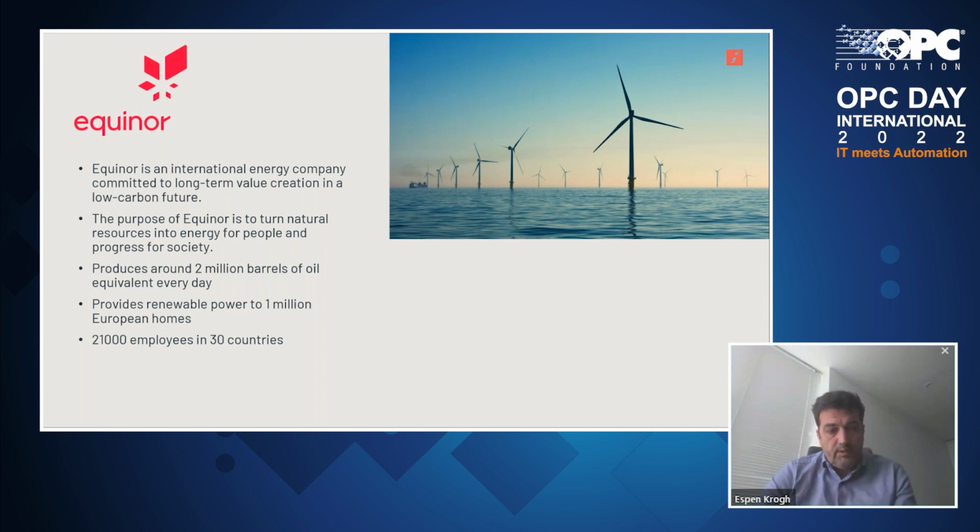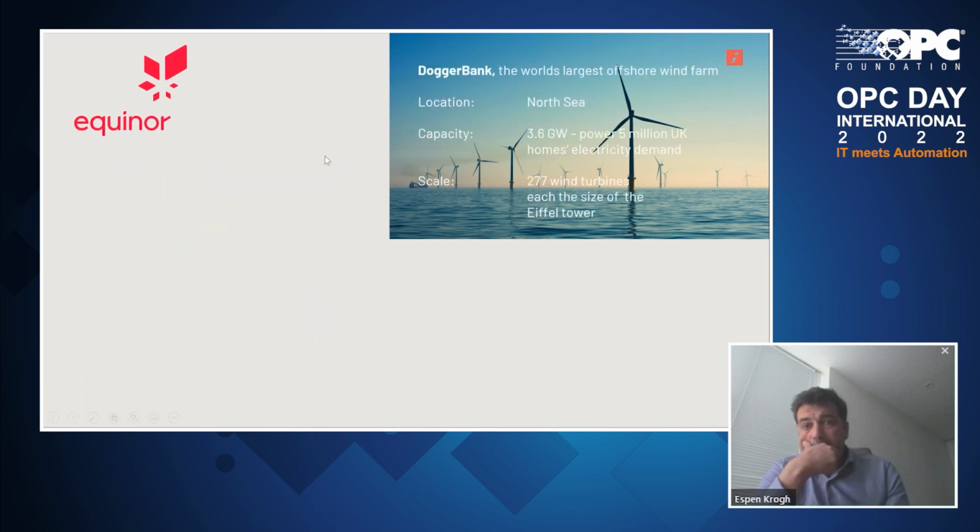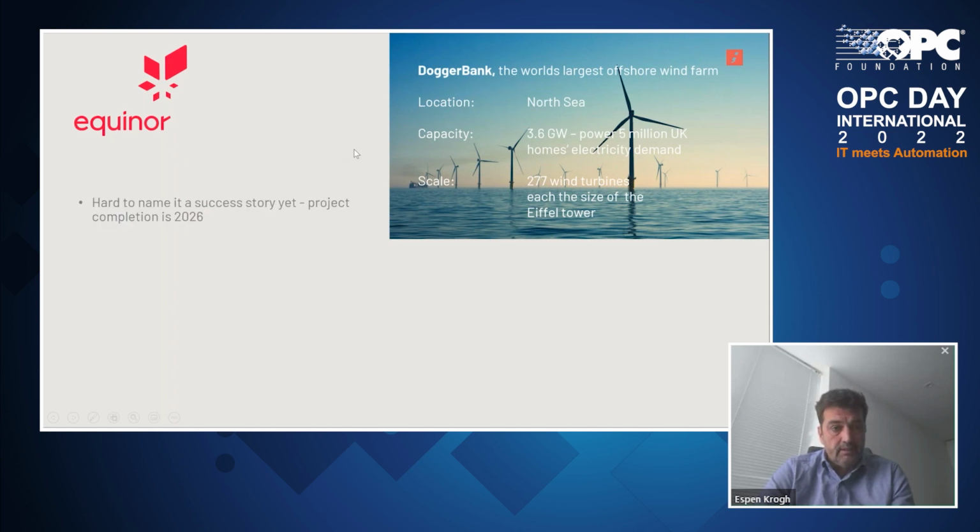The company has about 21,000 employees in 30 countries. And as I introduced in the keynote, they have an interesting renewable asset, the Dogger Bank. This is the world's largest offshore wind farm under construction. It's located in the North Sea, 3.6 gigawatts, and will power 5 million UK homes with their electricity demand when it's finalized. A total of 277 wind turbines are out there, each the size of the Eiffel Tower. And the area it covers is about 40 by 40 kilometers, about the size of Greater London. So it's a very impressive industrial asset.